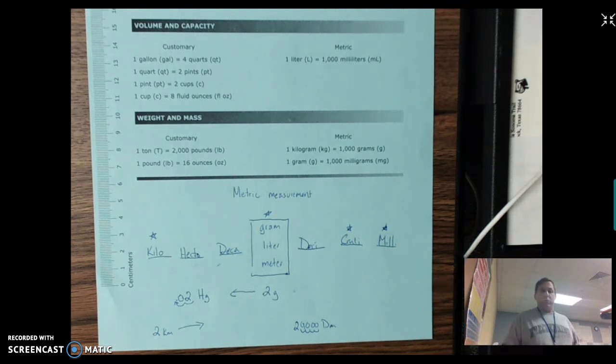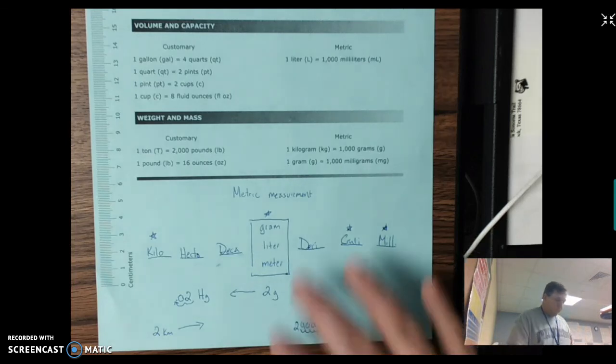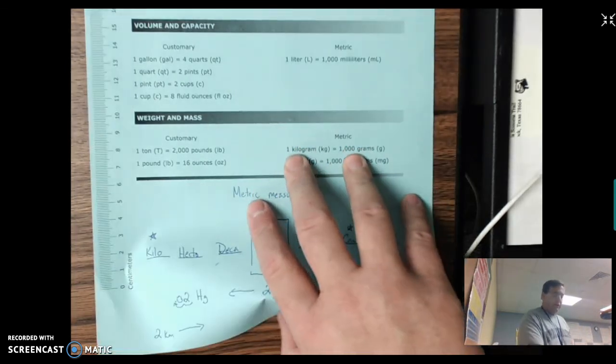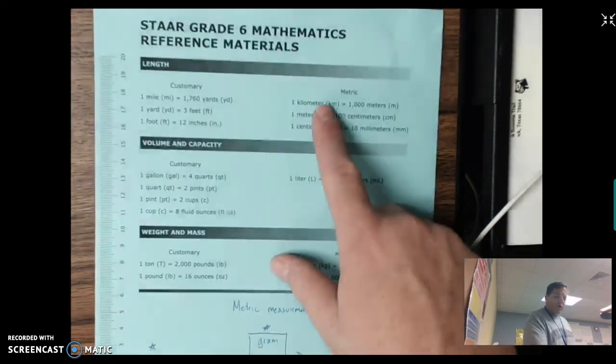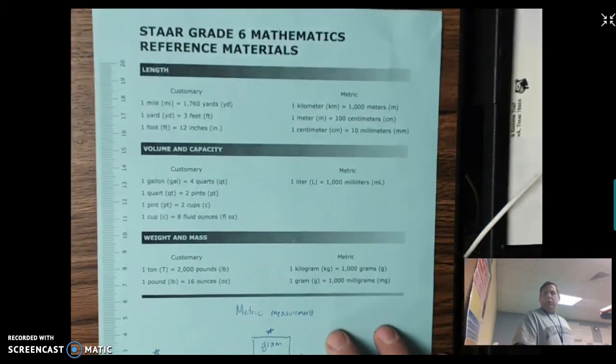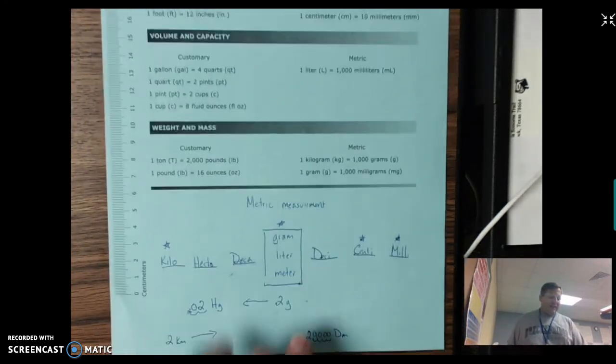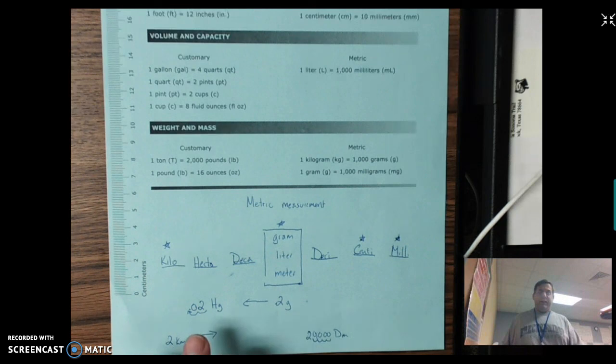This is a really good way to use this chart. So that's your introduction to the Math STAAR chart. I hope this is helpful for you. You can also use what's given to you to do this, but I like this because I can go from any unit to any unit. Okay, that's the end of this particular point.